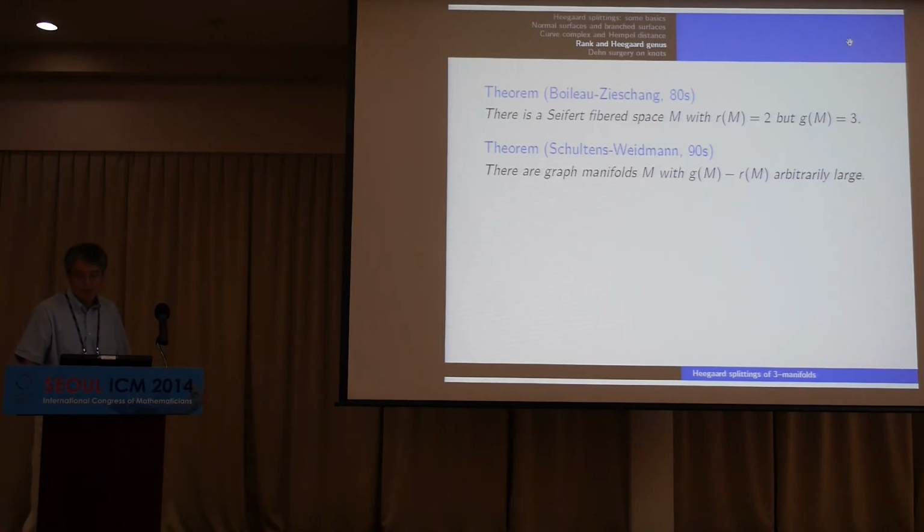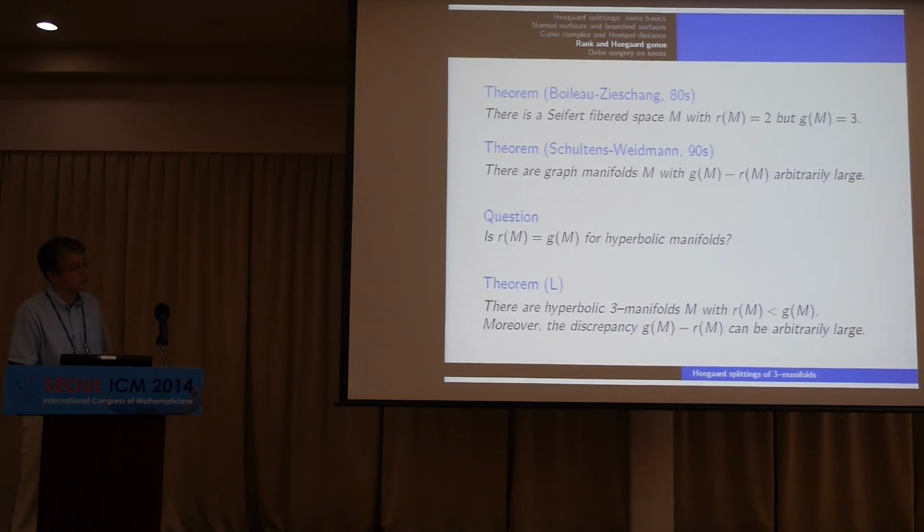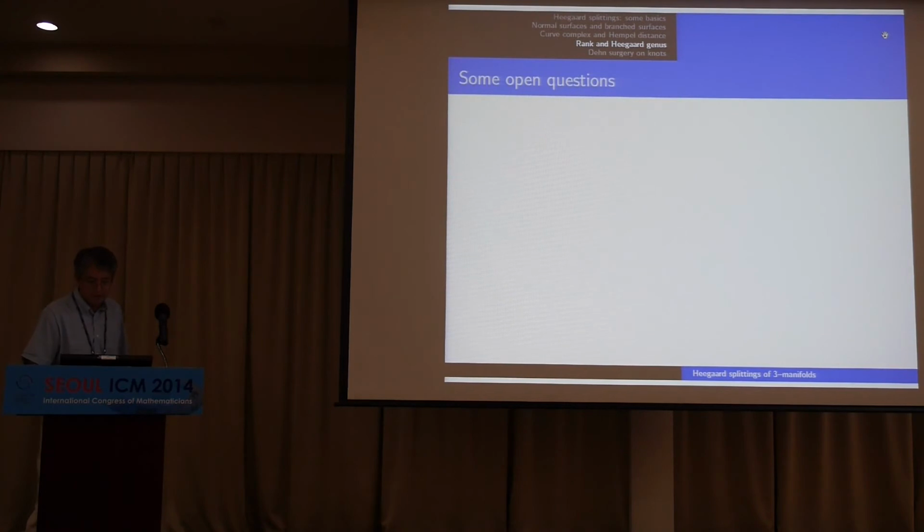And then the natural question, of course, is whether the rank and the genus are the same for hyperbolic manifolds. Actually, the answer is also no. A couple of years ago, I proved that for hyperbolic manifolds, there are also examples where the rank is smaller than the Heegaard genus, and in fact, the difference between genus and rank can be arbitrarily large. This actually follows from the theorem we just mentioned, because that theorem gives you a formula for computing the Heegaard genus. Once you know the Heegaard genus, you can construct some local thing to reduce the rank and find an example of your manifold. So although the rank and the genus are not the same, there are still a lot of questions to be answered.